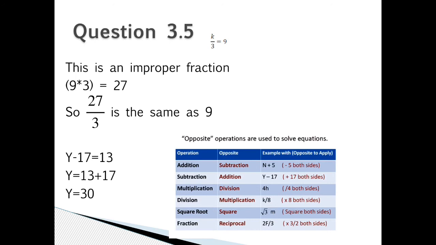It is important to remember that when a sign goes across an equation, its operation will change. Addition will become subtraction, subtraction will become addition, multiplication will become division, division will become multiplication, the square root will become the square, and the fraction will become its reciprocal.